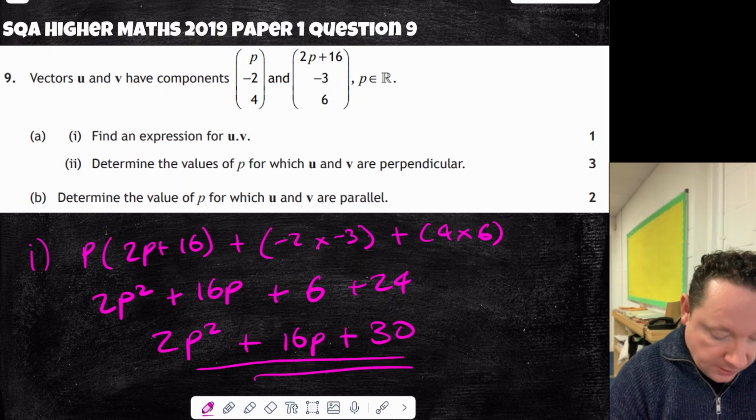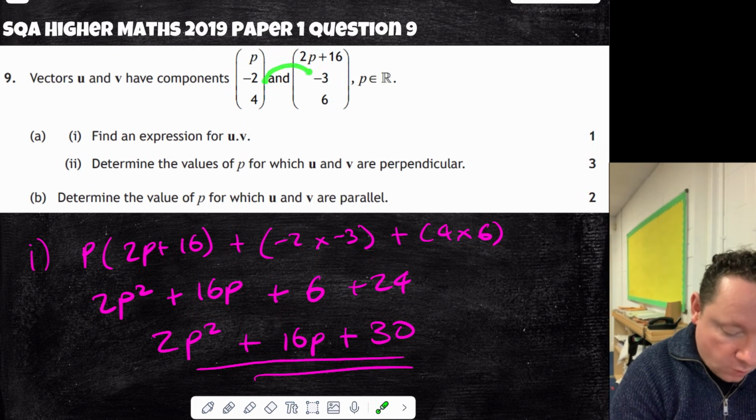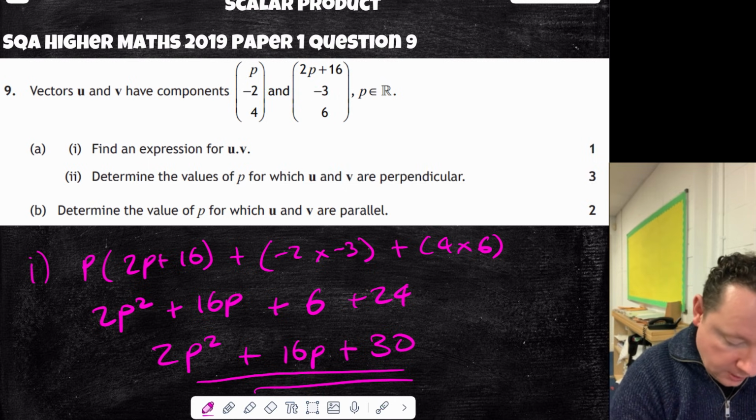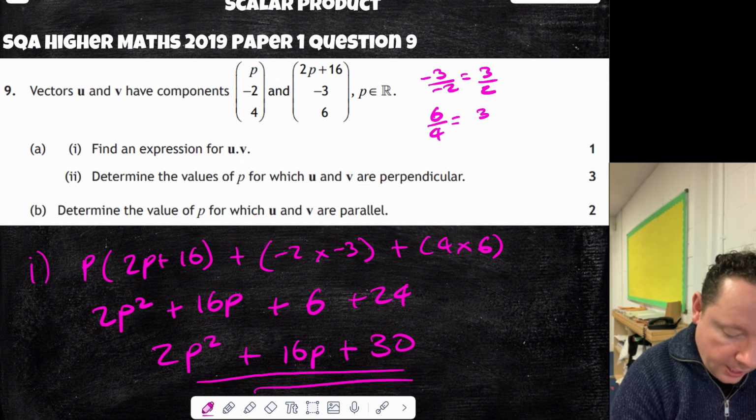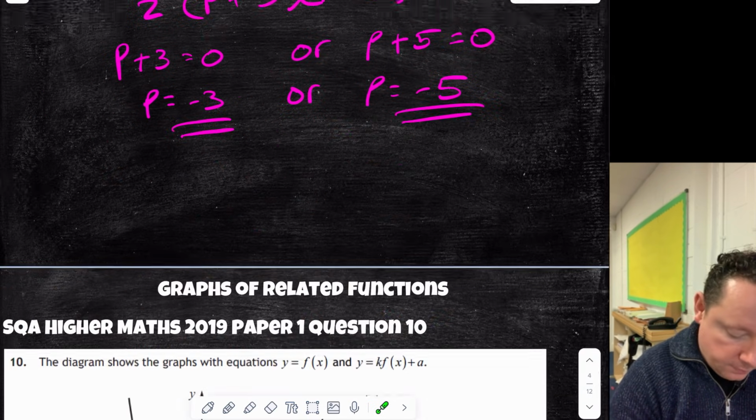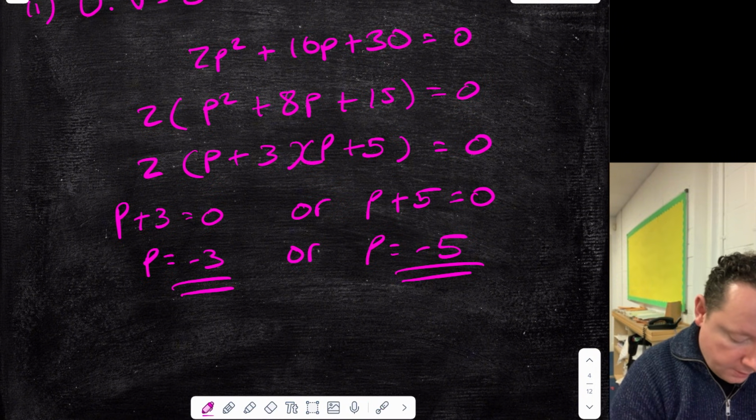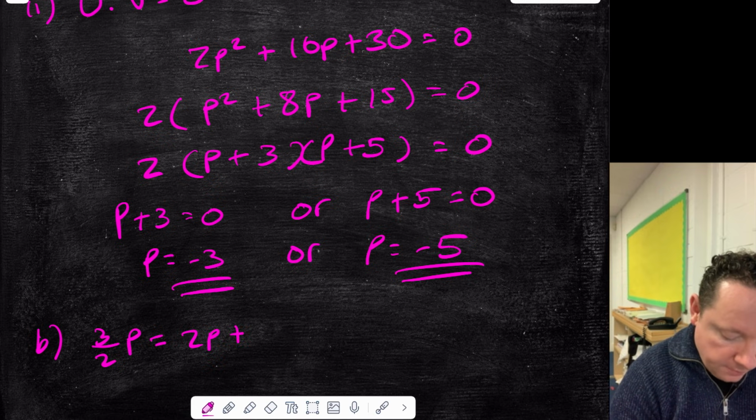If they're parallel, that means that I can times this one by something to get this one. So let's just compare the elements. I've got minus 3 over minus 2, that's 3 halves. And similarly, I've got 6 over 4, which is also 3 halves. That means that if I times this one by 3 halves, I get this one. So I can just write that down: 3 halves of p equals 2p plus 16. So for part B, 3 halves of p equals 2p plus 16.